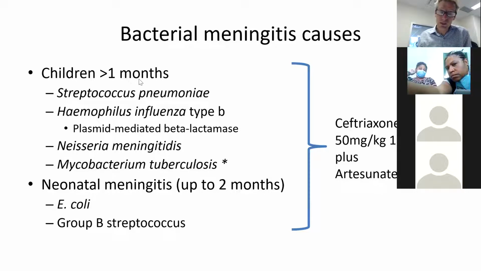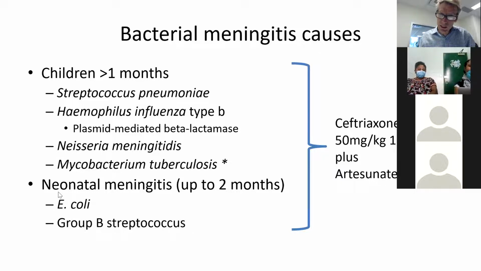All right, and so over the age of 1 month, the common causes of meningitis are Streptococcus pneumoniae and Haemophilus influenzae type B. They're the two commonest causes, and then we sometimes see children who've got Neisseria meningitidis, which is another type of bacteria. And we often see children who've got Mycobacterium tuberculosis, don't we? TB meningitis. And so they're the bacteria that cause meningitis in children over the age of 1 month.